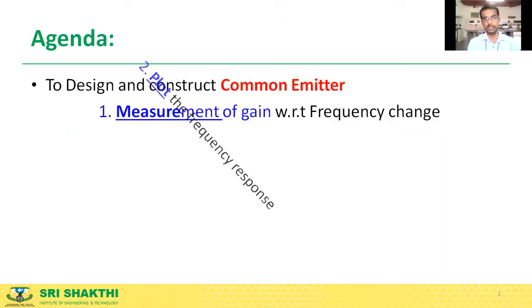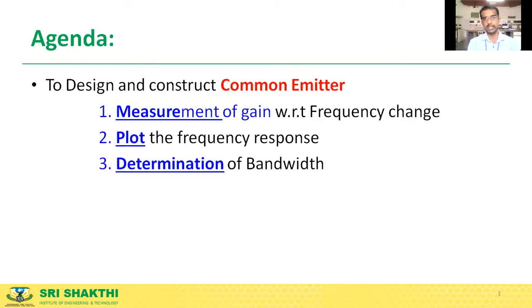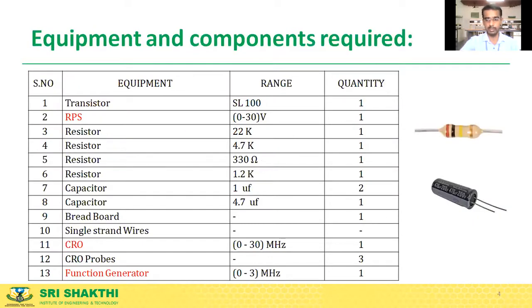So our agenda is to design and construct a common emitter amplifier configuration, and to measure the gain, that is, the output voltage. We'll try to plot the gain versus frequency response, and then we'll try to determine the bandwidth, right? The equipment and components required are whatever I have highlighted in red. Those are equipment, and whatever is in black, those are components.